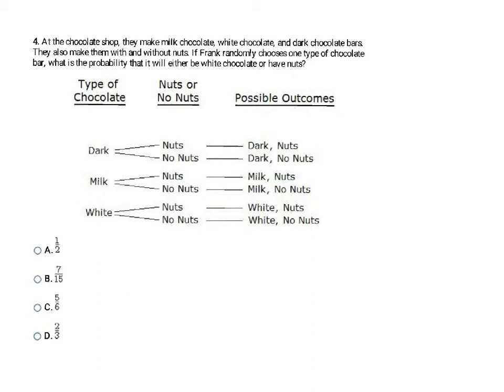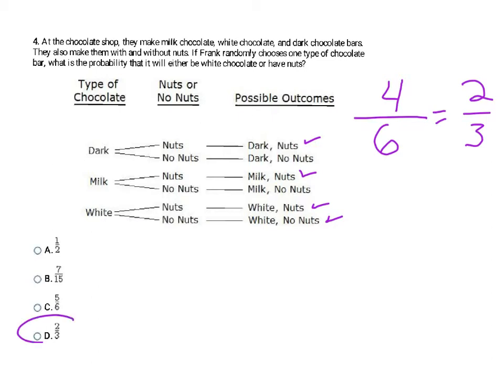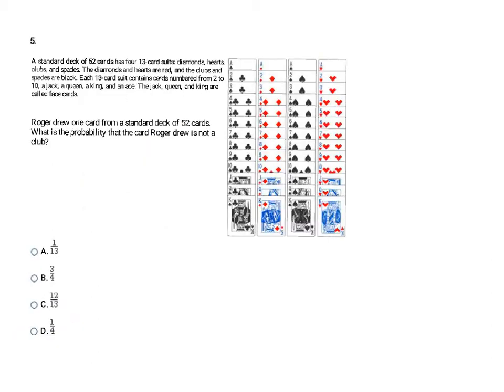So if it's either white or chocolate, he could get 2 of these with white or have nuts. So if we add in could have nuts, that gives us 2 more possibilities. So there are 4 candy bars that either have nuts or are white chocolate out of 6 total candy bars. So my probability is 4 over 6. However, I can reduce that by 2. And my probability is now 2/3 fully reduced, which is choice D.